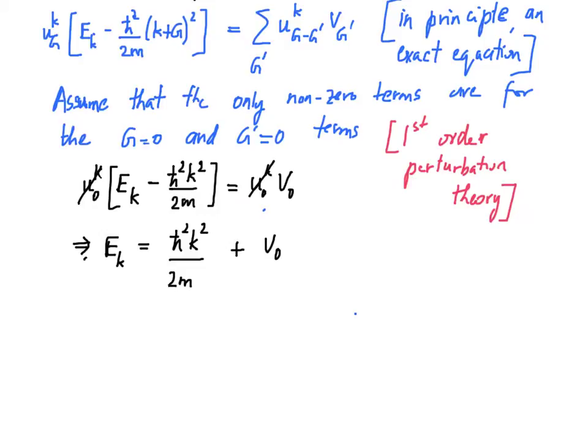And so what we have actually recovered is just the free electron result. So if we resort to first order perturbation theory, meaning that if we say that the only non-zero terms of our Fourier expansions are the G equals 0 and the G prime equals 0 terms, then we basically get our free electron result.